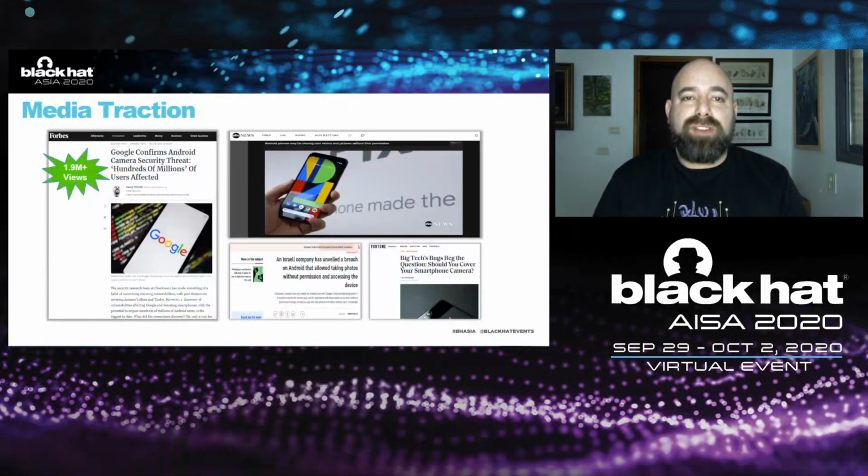The media traction was very high. Obviously, we had almost 2 million views only on Forbes. It really went viral. I guess people don't really like the idea of knowing that their privacy is at stake, and that they can be tracked by a very basic application on their phone.